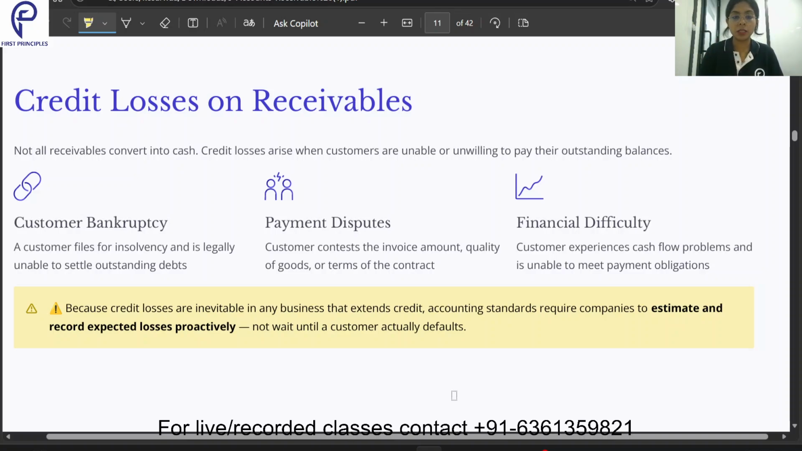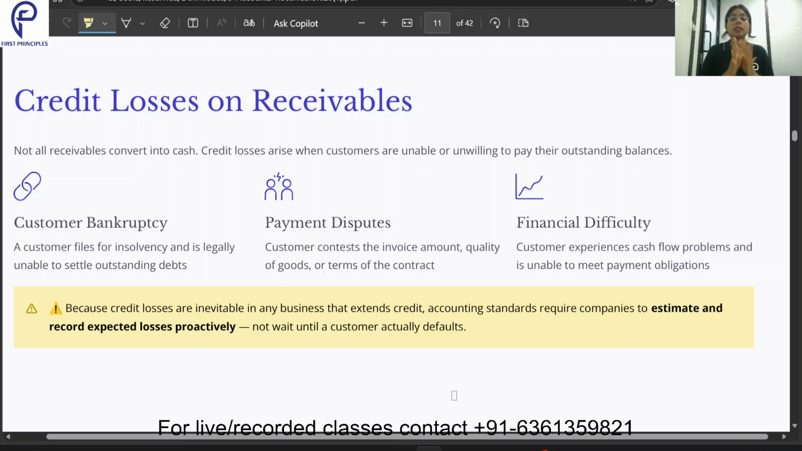Second is the payment dispute. Sometimes there could be a scenario where the customer says that the invoice amount is different, or maybe the quality of the goods is not good, or they could say that the terms of the contract are ambiguous. In that case, it could be a credit loss. Then third, there could be a scenario of financial difficulty. That means customers are experiencing cash flow problems and they are unable to meet the payment obligation. That means they are neither insolvent nor bankrupt nor having any payment dispute, but they are saying that they are going to pay the cash later on because they have some issues. So in these three scenarios, that will be termed as a credit loss and we need to account for it accordingly.